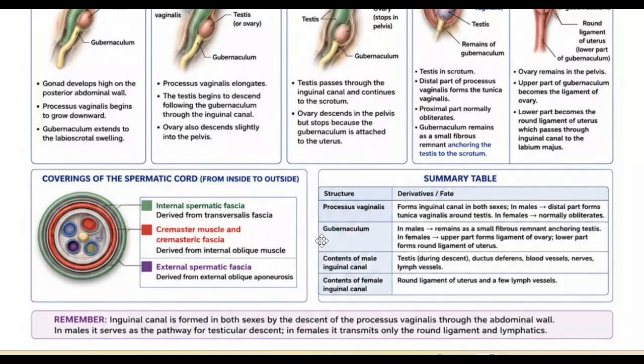Now if we summarize all the coverings of the spermatic cord, they are in this form. First, the transversalis fascia forms the internal spermatic fascia. Then the internal oblique gives the covering, that is the cremaster muscle and the cremasteric fascia. Then the transversus abdominis muscle is not giving any covering, and then the external oblique aponeurosis gives rise to the external spermatic fascia.